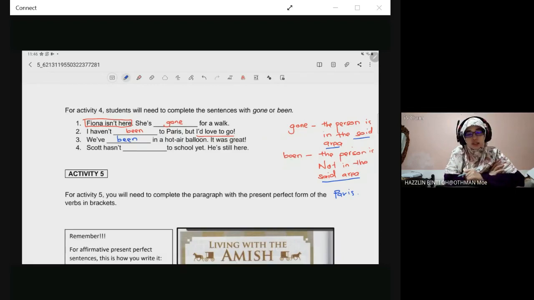Let's look at the last one. Scott hasn't been to school yet. He's still here. So the mentioned area is school. Oh, wait. Okay, wait one minute.